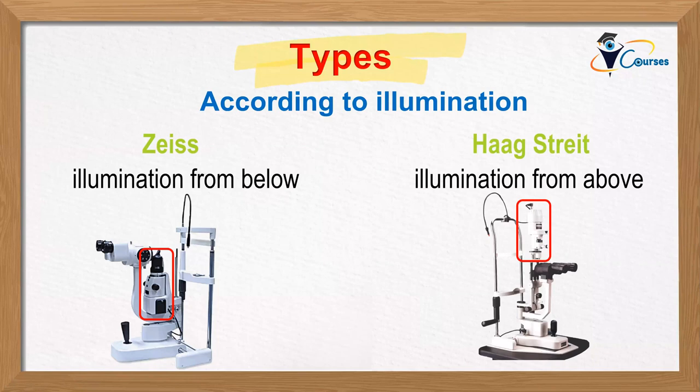The types of microscope depend on the illumination. According to illumination, some microscopes have the illumination housing from below, like the Zeiss microscope, so the illumination is coming from below. On the other hand, in the Haag-Streit, the illumination is coming from above. There is a housing, and this housing provides light from above. This is according to the illumination.